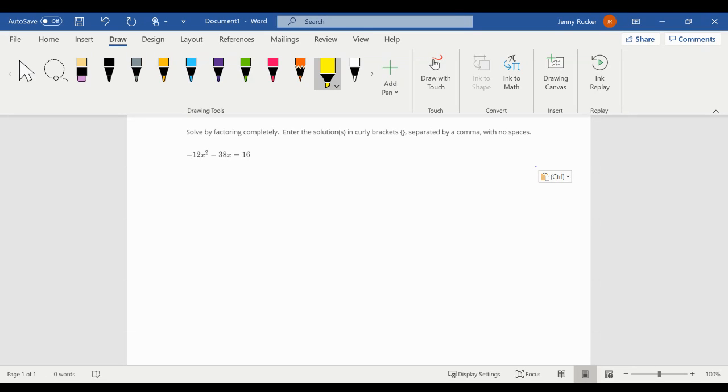Solve by factoring completely. We need to go ahead and get our equation set equal to 0. This time, instead of subtracting 16, I'm going to choose to add the 12x squared and the 38x because when I factor, I like to have my a as a positive value. So I'm going to add 12x squared and add 38x to both sides of my equation.